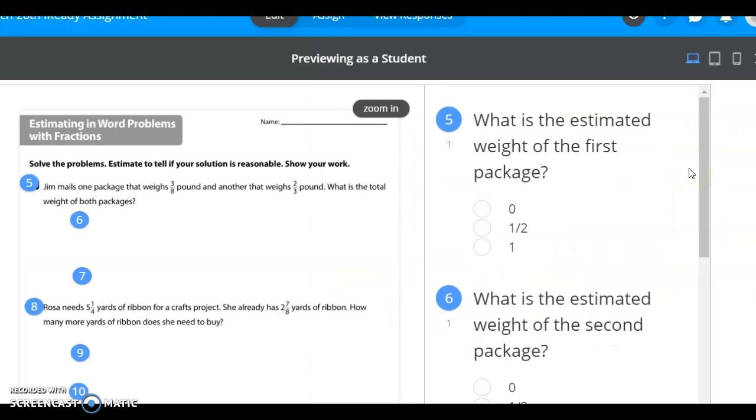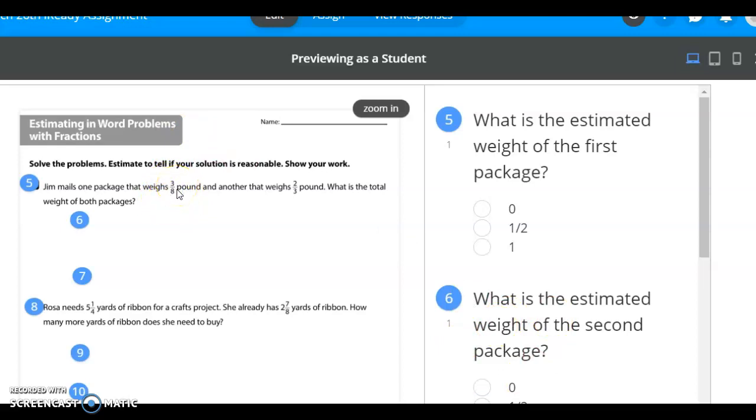All right, so for the second page, you are estimating and solving the problems, which I know is not your favorite thing to do, but it's great practice and it's a real world thing that you have to do. So, solve the problem, estimate to tell if your solution is reasonable, show your work. And over here, you can tell you're estimating the amount of the first and second package.